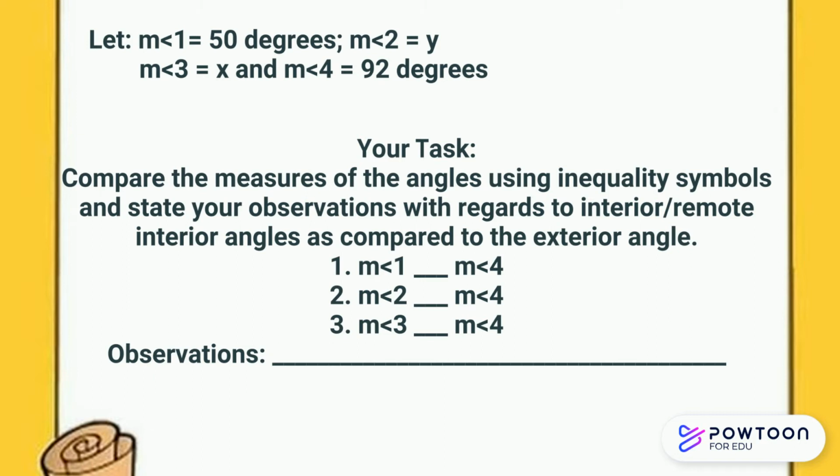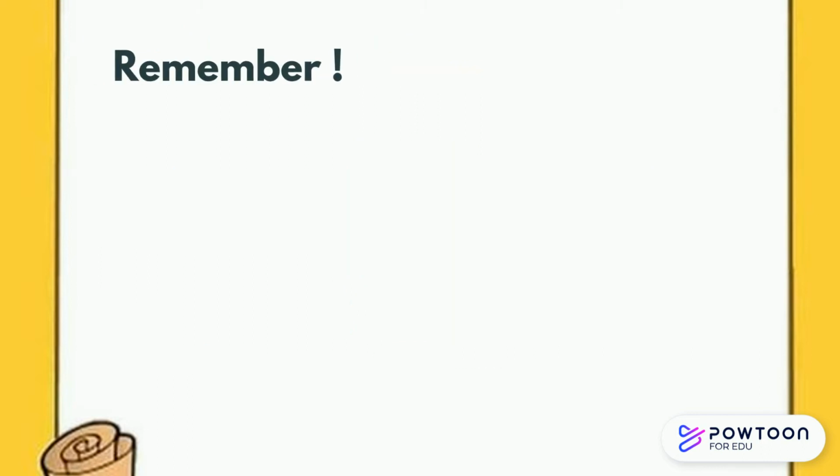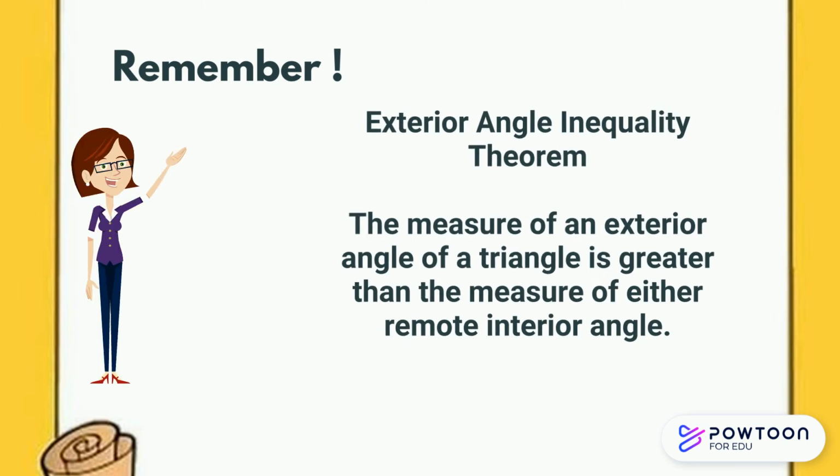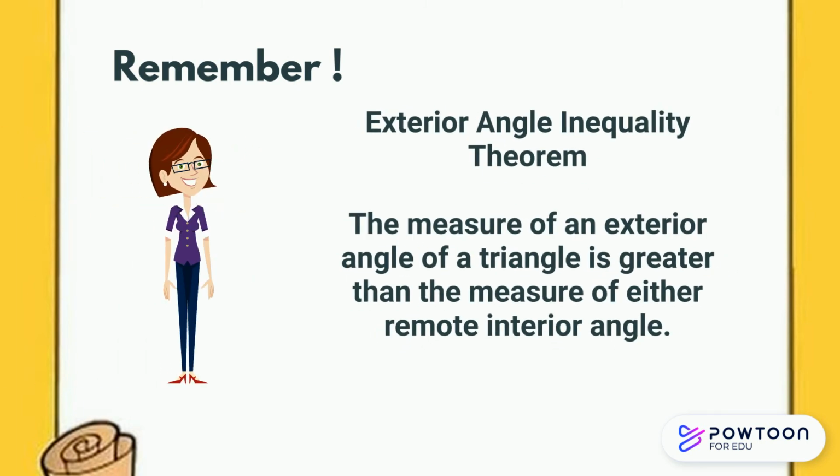After comparing the measures of the angles with regards to the interior angles and exterior angle as well as to the remote interior angles and to the exterior angles, can you write down your observations? Remember, Exterior Angle Inequality Theorem. The measure of an exterior angle of a triangle is greater than the measure of either remote interior angle.